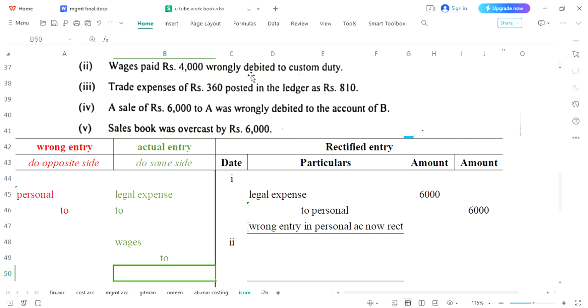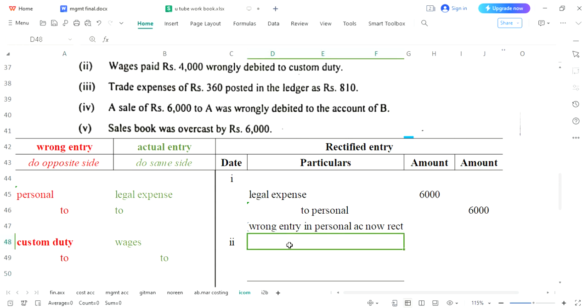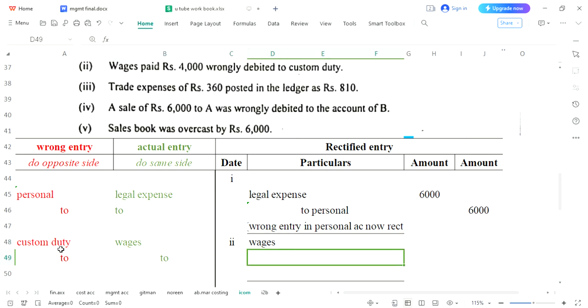Wrongly debited to custom duty. Instead of writing wages, they have debited custom duty. So it means this red is wrong, green is right. And we have learned whatever is green would be written in the same manner. So here you will write wages, which were not written, and now we are writing. By mistake we have written custom duty, which was wrong. To cancel it, we do not erase, we do not delete. Instead of deleting and using whitener, we will write it on the opposite side as usual.